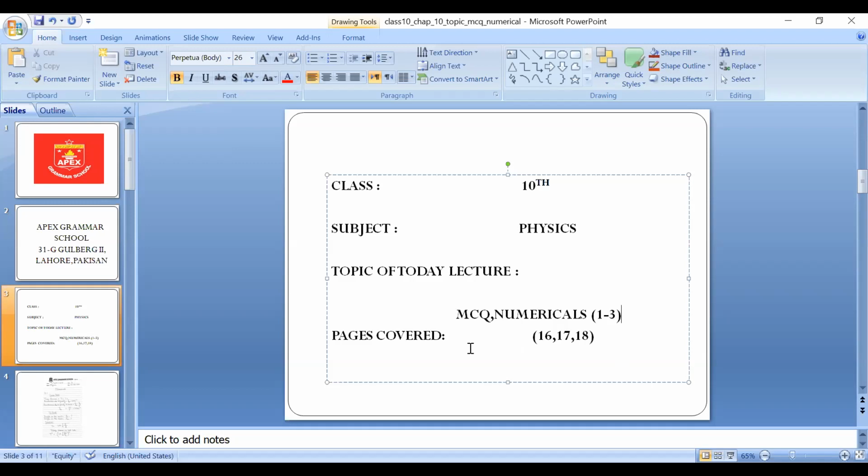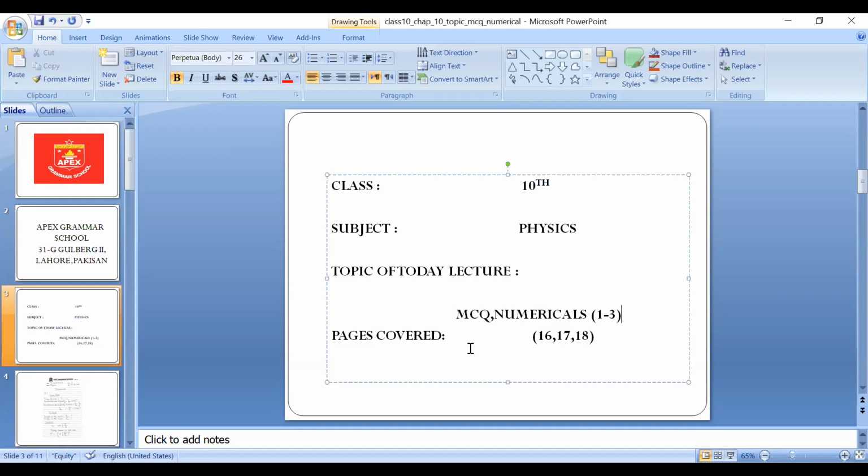Choose the correct answer from the following choices. Which of the following is an example of simple harmonic motion? A, the motion of a simple pendulum. B, the motion of a ceiling fan. C, the spinning of the earth on its axis, and D, a bouncing ball on a floor. The right choice is A. So the first MCQ's answer is A.